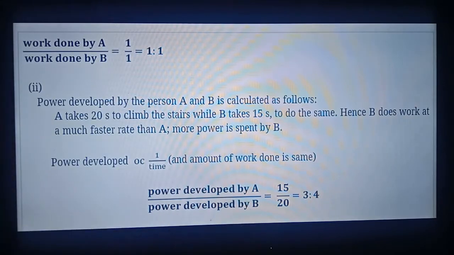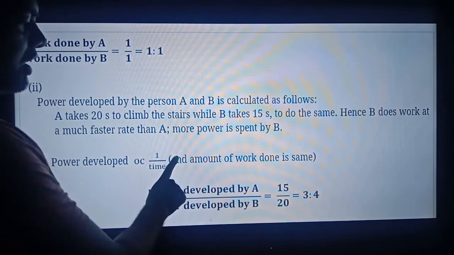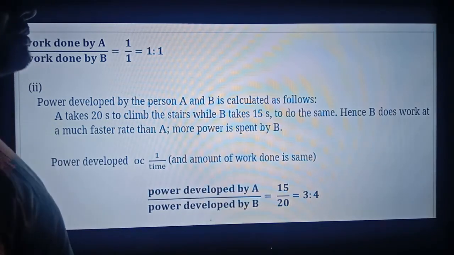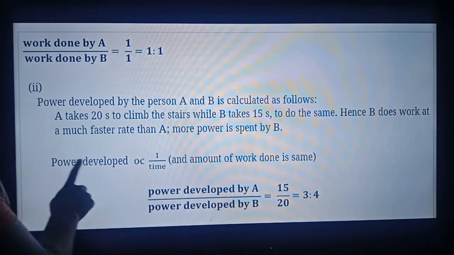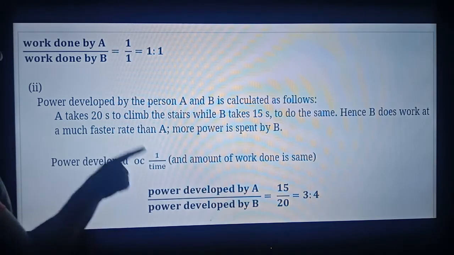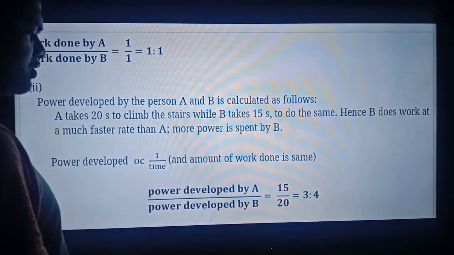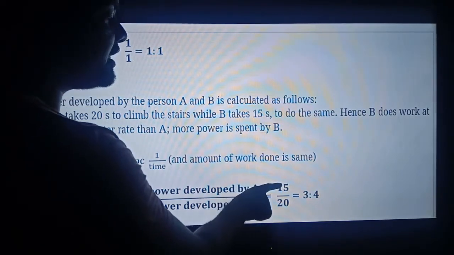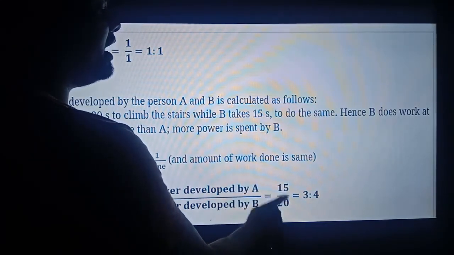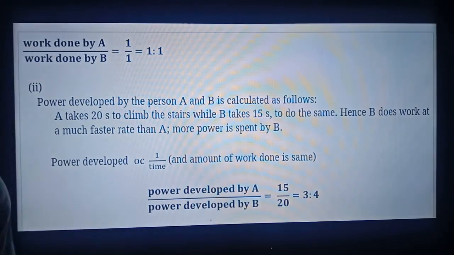Now the second part, power, you have to calculate. We know very well the work done by A and B is equal and the amount of work done is the same, but the time taken by both persons is different. So the power developed will be proportional to 1 upon time. So power developed by A upon power developed by B will be equal to the time taken by B upon time taken by A. So 15 upon 20, that is 3 by 4. This is the ratio of power of A and power of B.